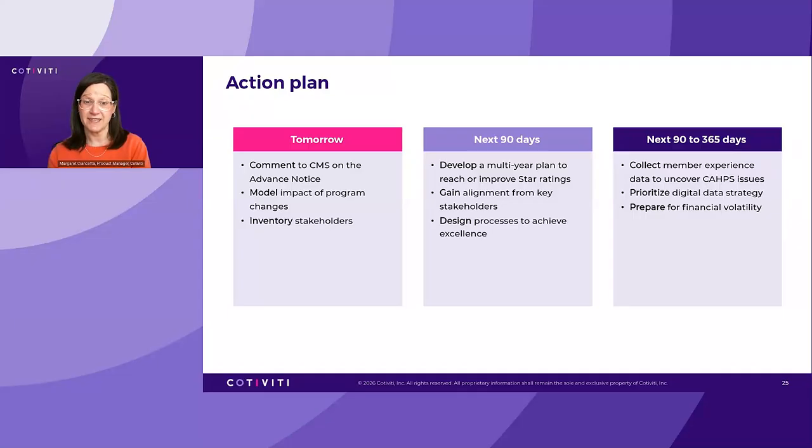In the next 90 days, I recommend you do the following. Develop a multi-year plan to reach or improve star ratings. Plans should consider redesigning their STARS playbooks for years 2027 through 2029. Really break apart your long-term goals into more manageable chunks. The composition of the program is fundamentally changing, and you won't be able to address all of the needed adjustments at once.